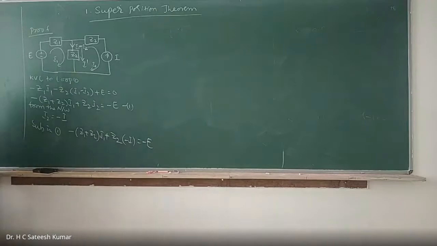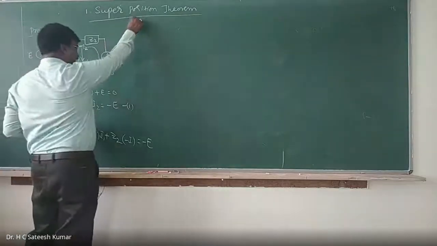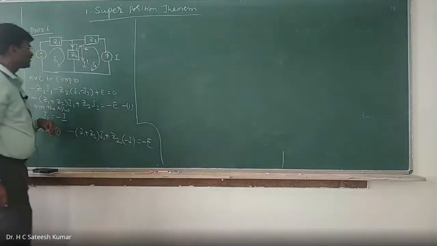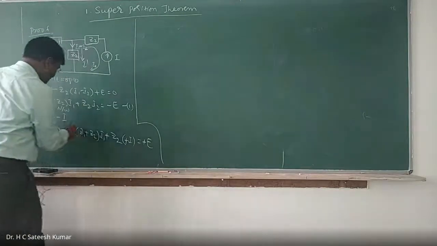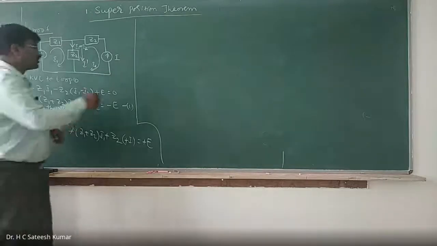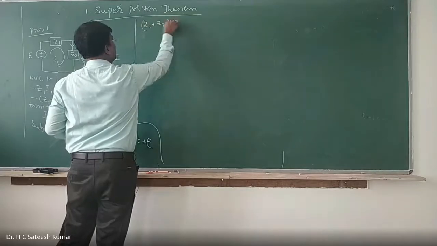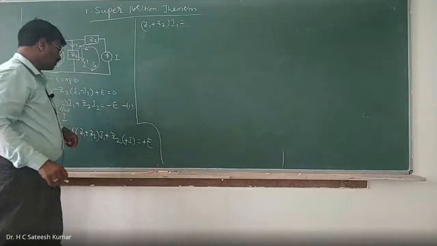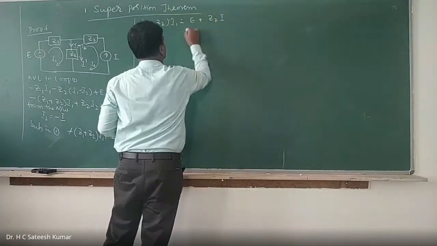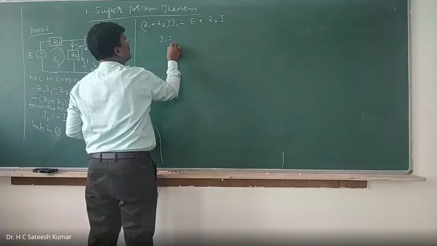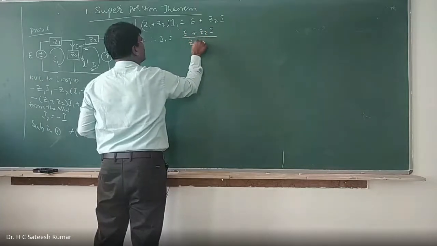Now, what we need to calculate? To get the I dash, we'll have to find out I1 and I2. So I1 you calculate from this one. Minus sign is there on both sides, you can cancel it. And (Z1 plus Z2) into I1 is equal to E plus Z2 into I. Therefore I1 is equal to (E plus Z2 into I) divided by (Z1 plus Z2).